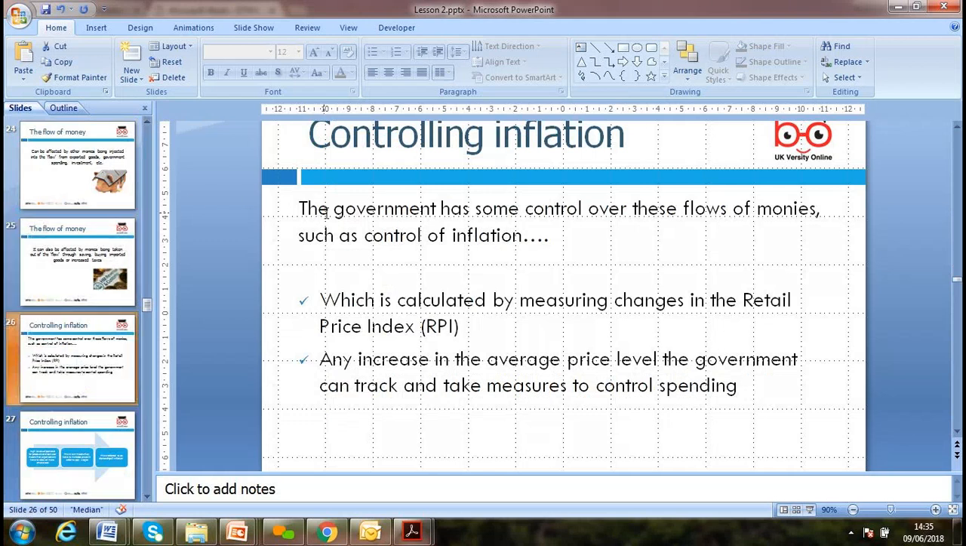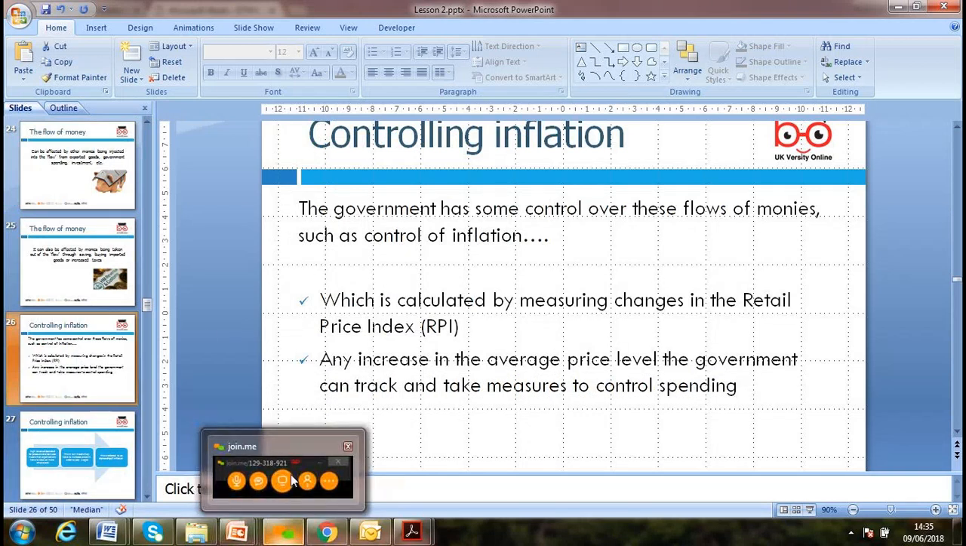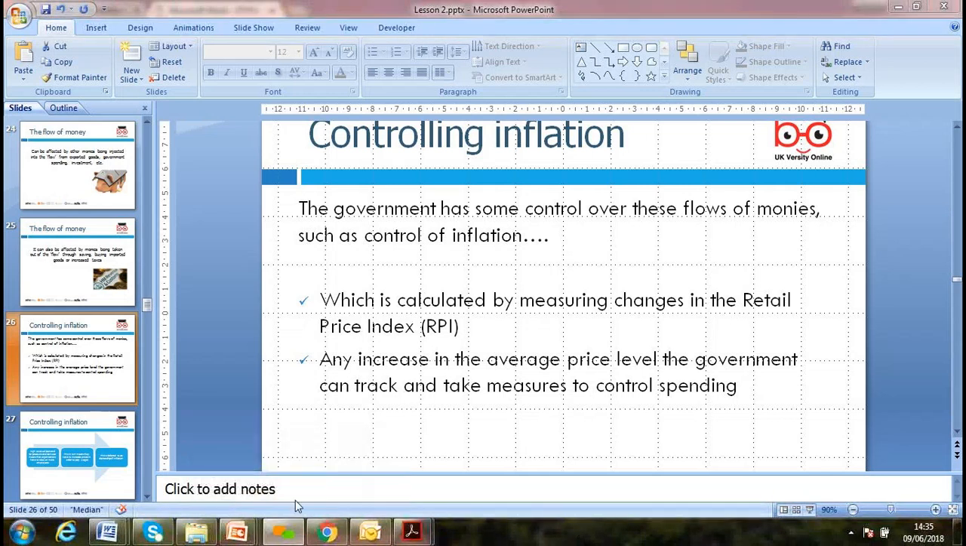So what is meant by inflation, Daniel? Inflation is, I don't know how to describe it, but the value of money. Inflation means a persistent increase in the price index. When prices are persistently increasing, we say inflation is happening in the country. So when the retail price index is increasing, we call it inflation.